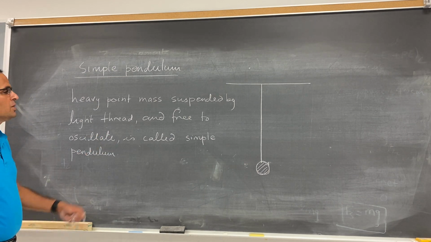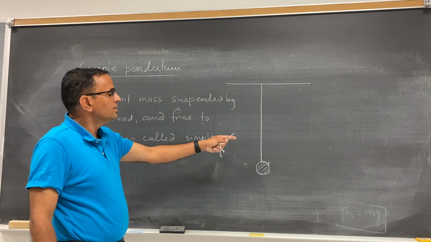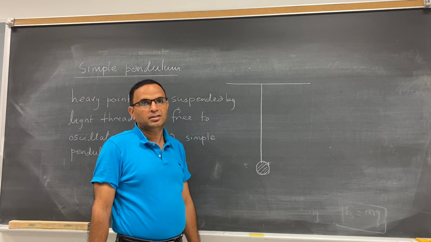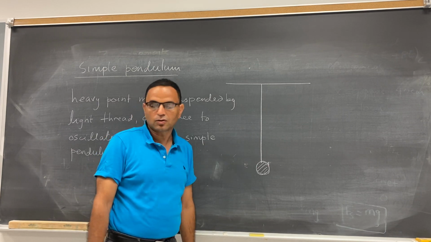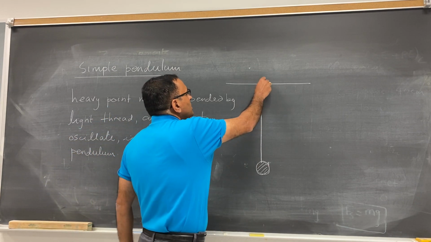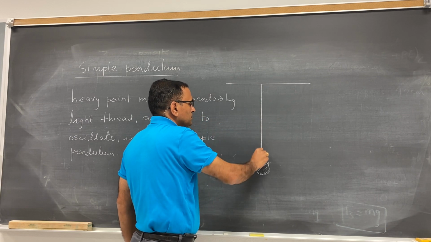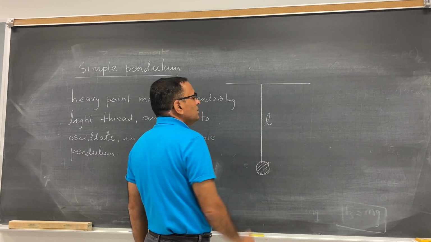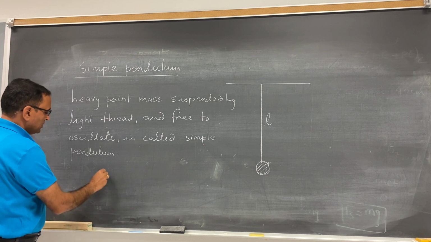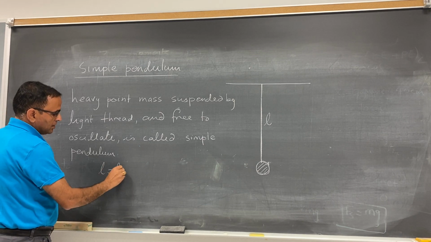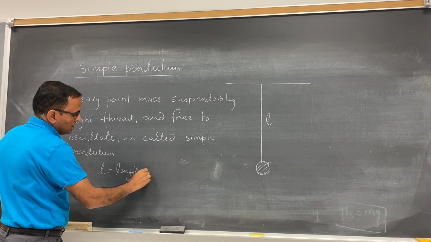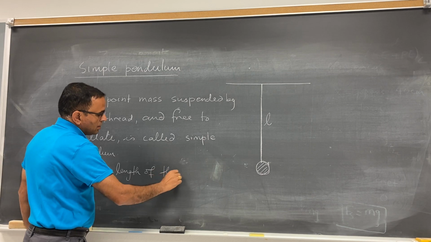A heavy point mass suspended by a light thread, and this mass is free to oscillate with no friction. We ignore the friction. That is called the simple pendulum. Here, let us suppose L is the length of the pendulum.